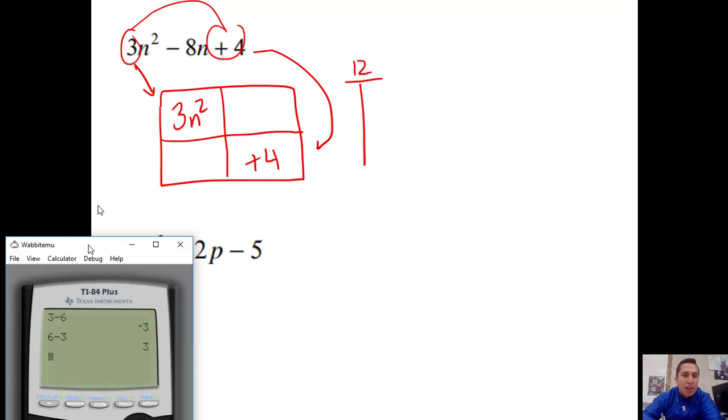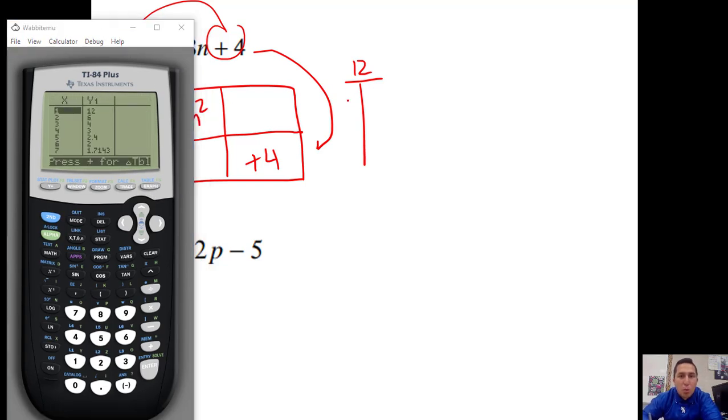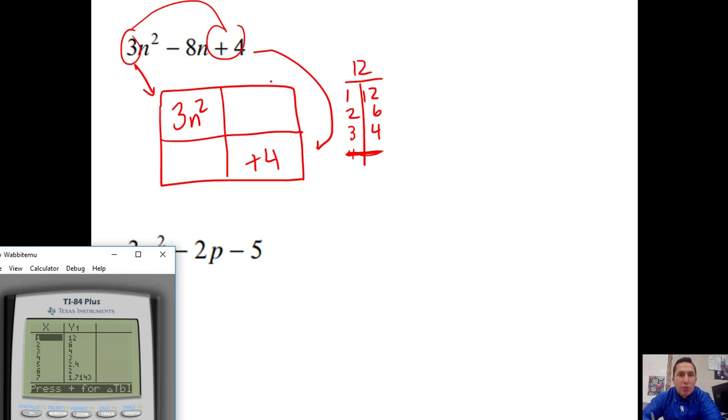Now let's build off of that 12. Calculator, I need you. 12 divided by x, second graph. Let's see, we've got 1 and 12, 2 and 6, 3 and 4, and then 4, and I already have a 4, so I'm done building. Now here we go. What number am I trying to get? I'm trying to hit a -8. So 1 plus 12 is 13. 1 minus 12 is 11. Can't hit it with those numbers. 2 plus 6 is 8. Found it. It's going to be the 2 and the 6.